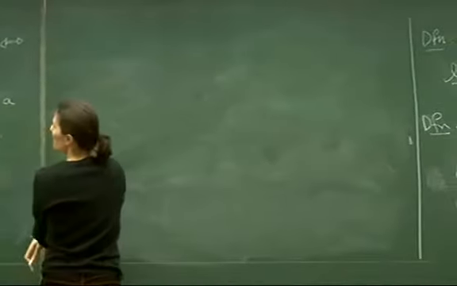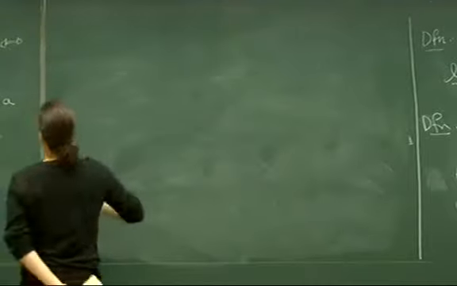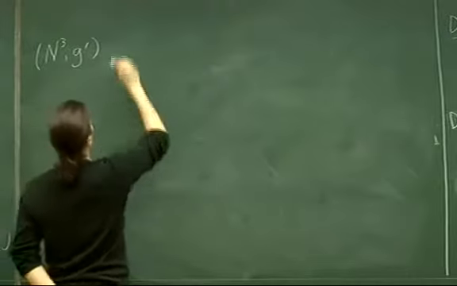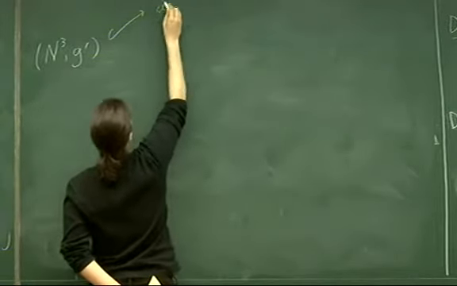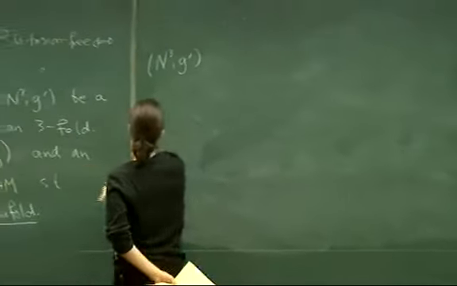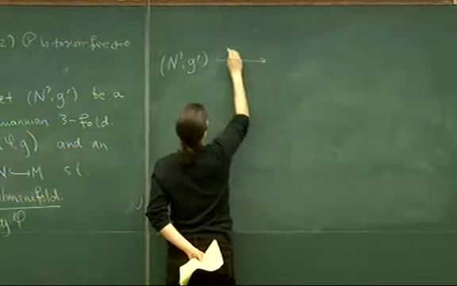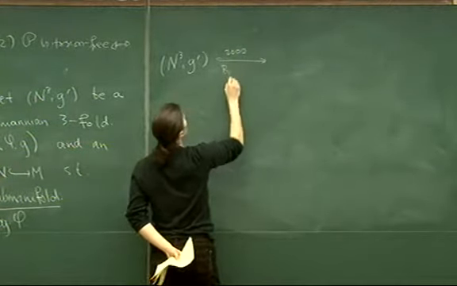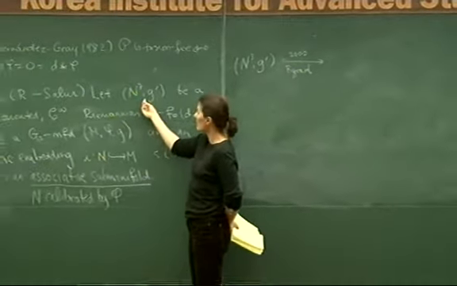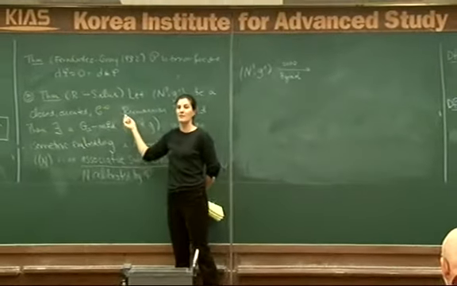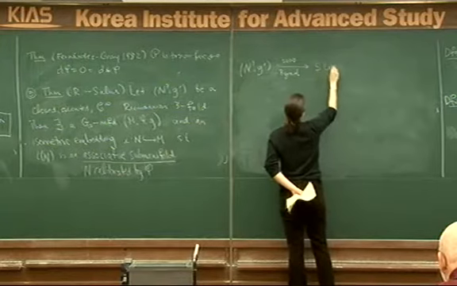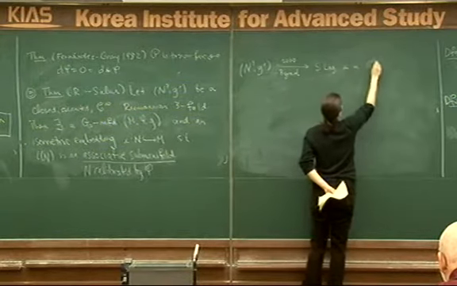So let me break it into two statements. We have this (N^3, g'), and I just mentioned that it has an associative embedding into a G2 manifold. In 2000, Bryant proved that any Riemannian 3-manifold satisfying these conditions, closed, oriented, and analytic, also admits an embedding as a special Lagrangian in a Calabi-Yau threefold.